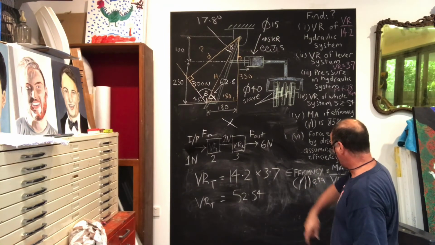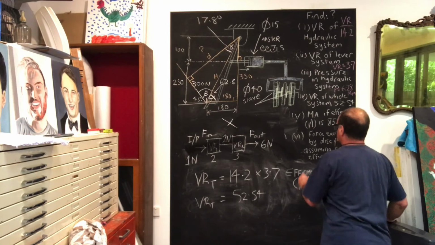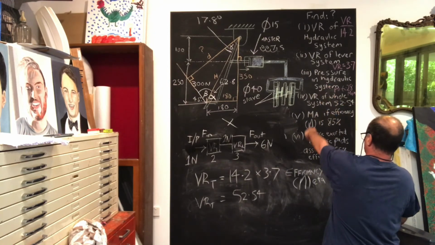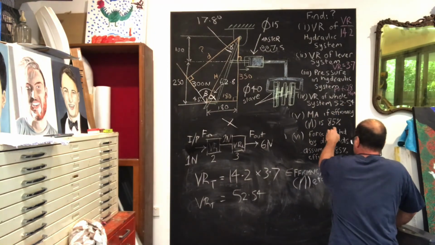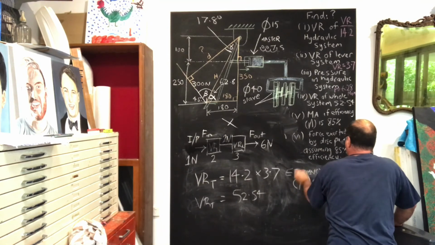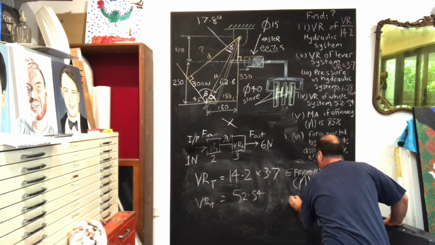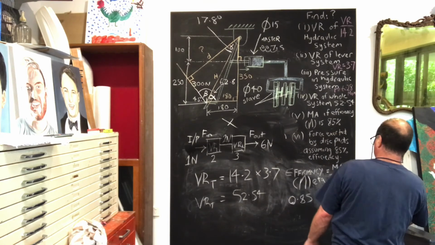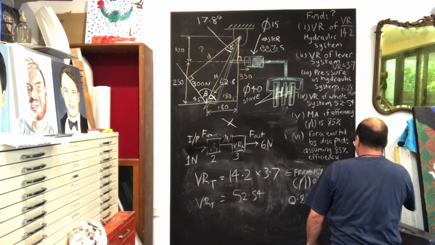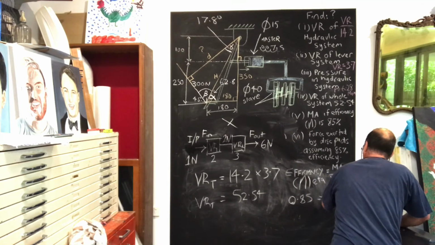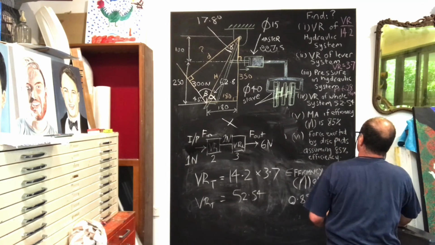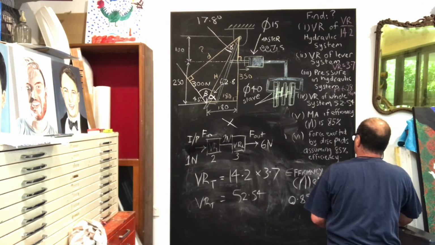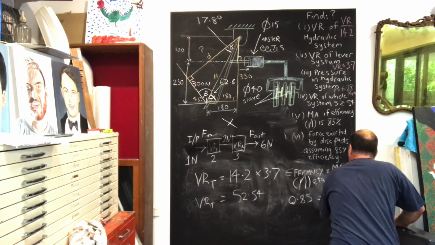Okay, so what you need to do is you need to say we've got an efficiency. They've given it to you. They've said the efficiency is 85%. Now, if you're not multiplying by 100, your eta is going to be a decimal. It's going to be 0.85. So it's a percentage expressed as a decimal. 0.85 equals MA over VR. Okay, so we calculated our VR of the whole system at 52.54.